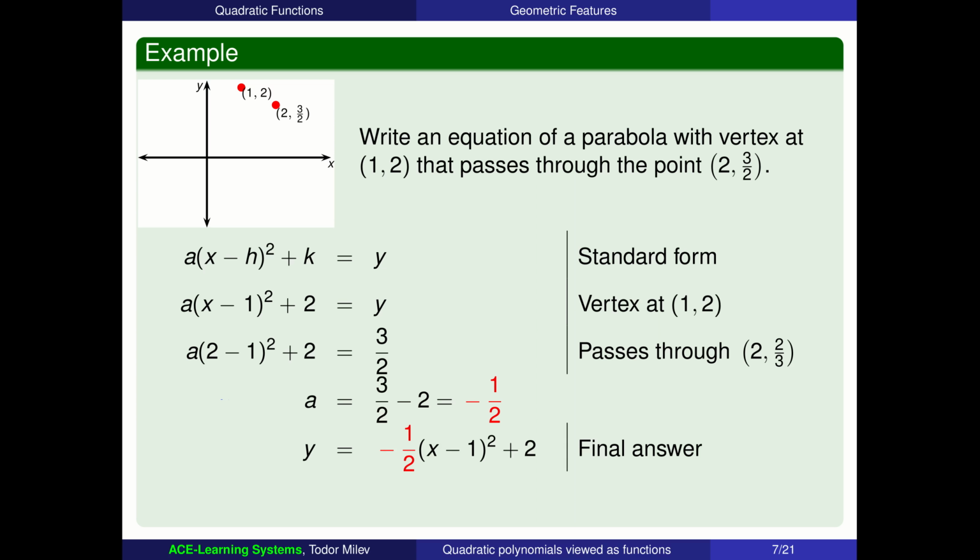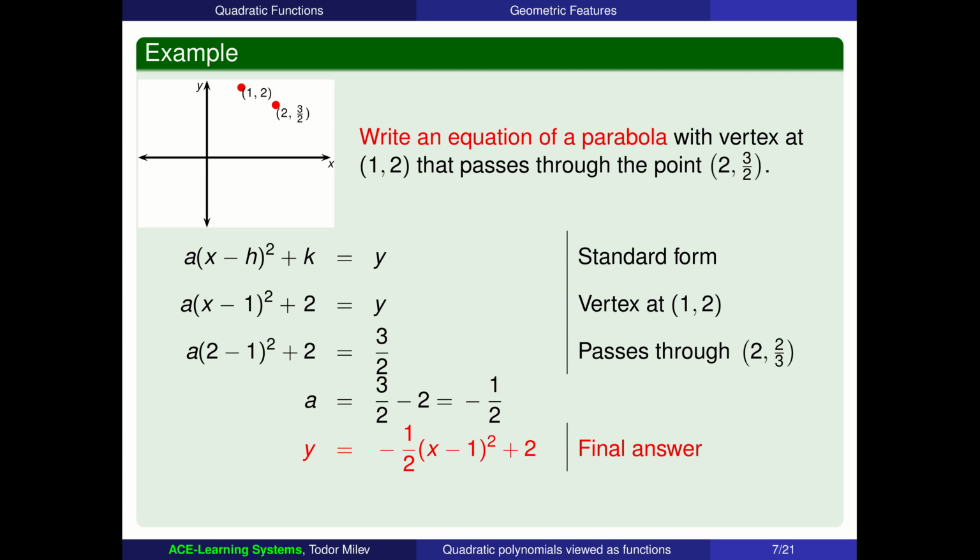And so I know the standard form of my parabola. So the standard form of my parabola is y equal to negative 1/2, that's a, times x minus 1 squared, so 1 is the number h, plus 2. So we have written an equation of a parabola in standard form.